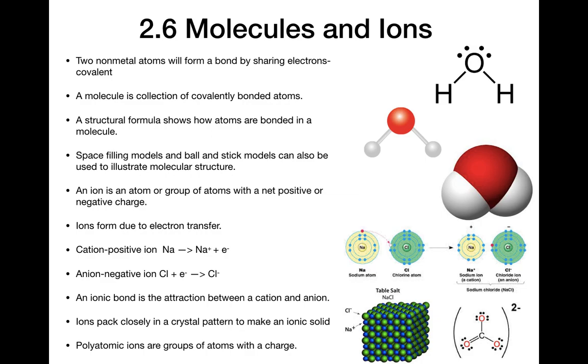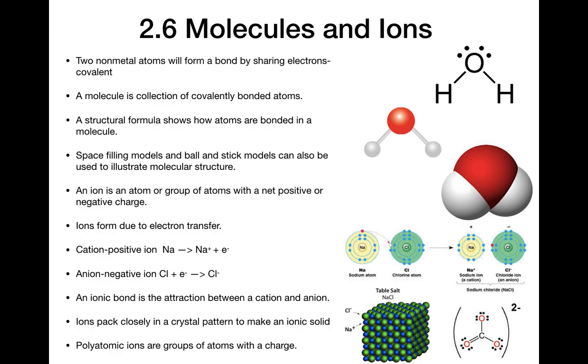So something like sodium can lose an electron and become positively charged because now its protons outnumber its electrons. Its positive protons outnumber its negative electrons. The atom that gains electrons, the anion, becomes negatively charged depending on how many electrons it gains. And that would be what happens with chloride. Now that they are positive and negative, they have an attraction because opposites attract, and you form an ionic bond.